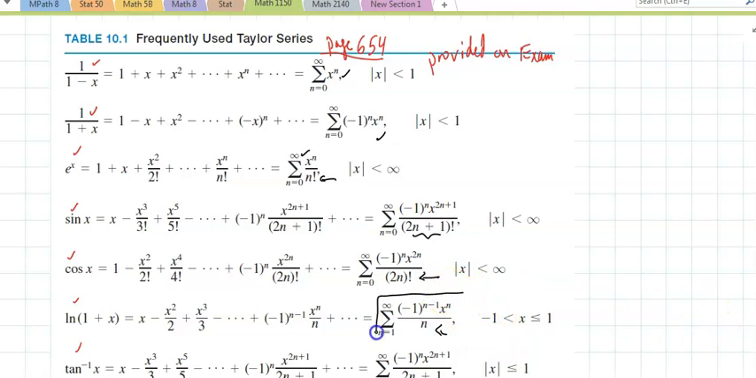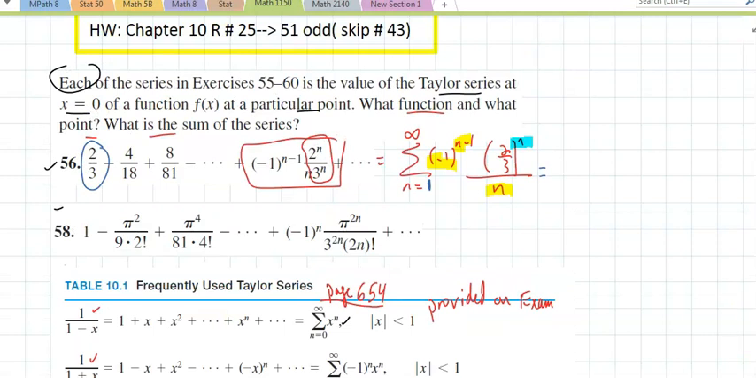And if you look at that, that matches. And that is natural log of what? Of x. Do you see where x is? So that's natural log of 1 plus that. So this is the natural log of 1 plus whatever that x is. And that turns out to be natural log of 5/3.